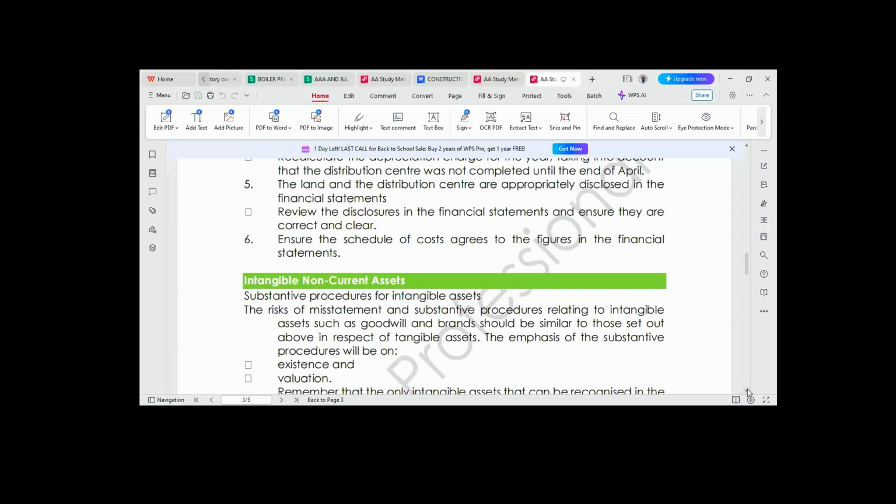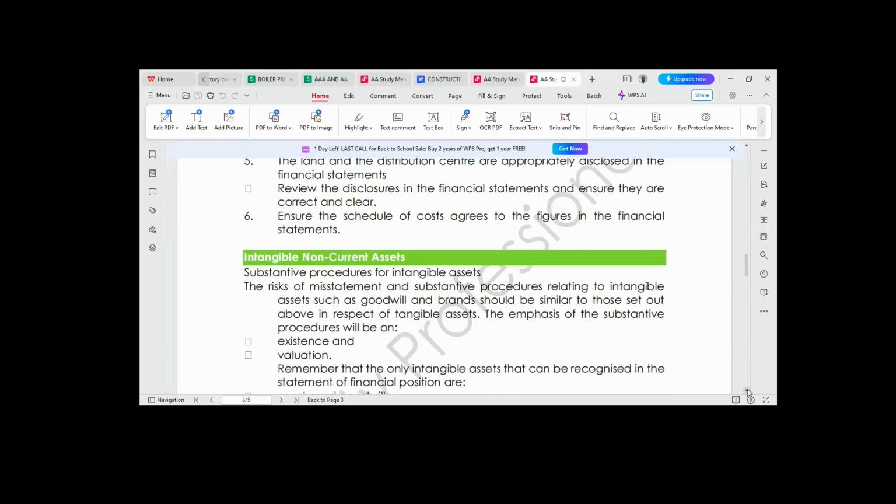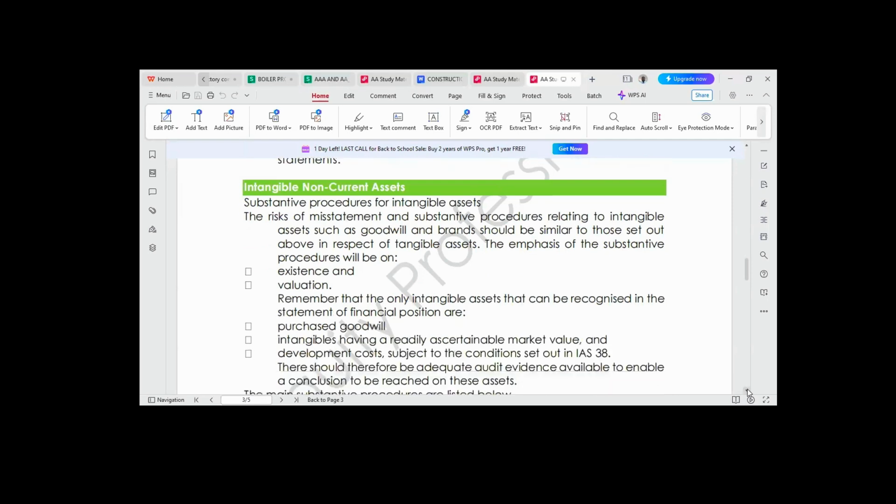So the emphasis of the substantive procedure will be on, one, existence. Does the intangible non-current asset actually exist? Number two, you look at the valuation. You need to value it. Another thing you also need to look at is the developmental cost. There are two types of costs.